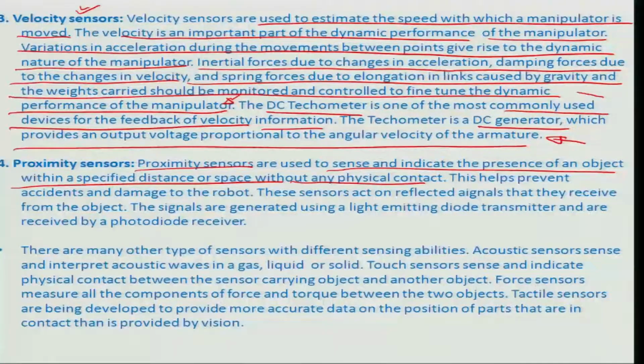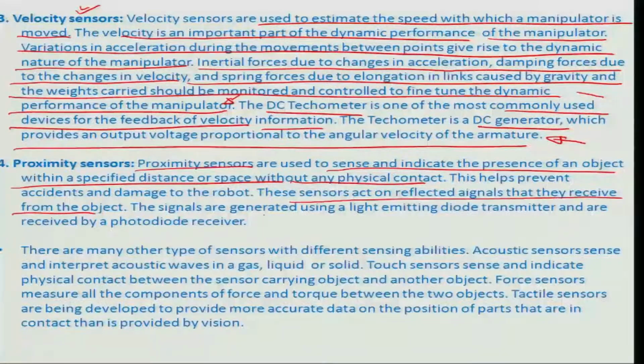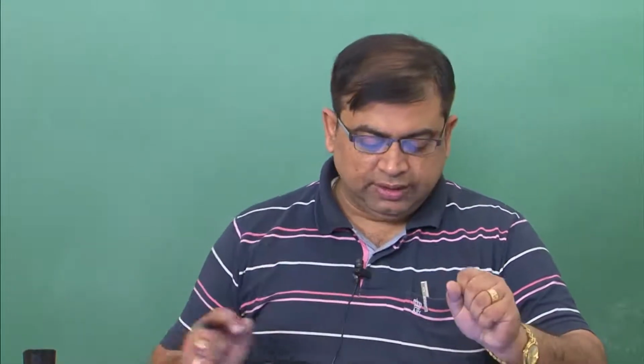So, if any such object comes on the path as an obstacle, it reflects the light back to the source, and they receive this from the object, and these signals are generated using maybe LED transmitters and are received by a photodiode receiver arrangement. As soon as you get a signal, the idea is to mechanically change the path or track of the robot to avoid collisions.